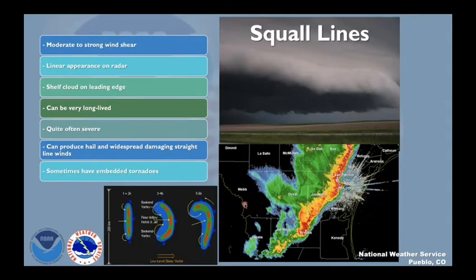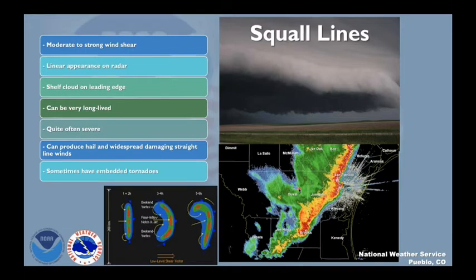Squall lines are not too common here in Colorado, but they are pretty things. They form these shelf clouds, and they're generally associated with really strong winds and a potential spin up or a weak tornado forming. Generally speaking, they're linear in appearance on radar. This is from the Corpus Christi office. Notice how it looks like a big line moving from the northwest to the southeast, right over Corpus right there.